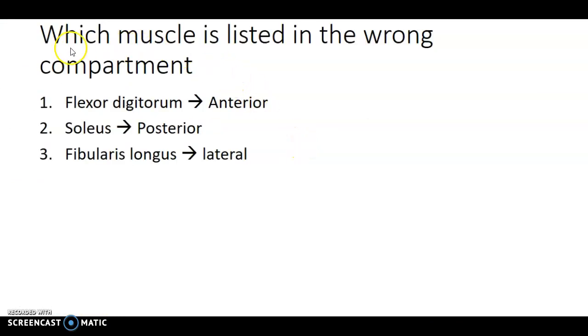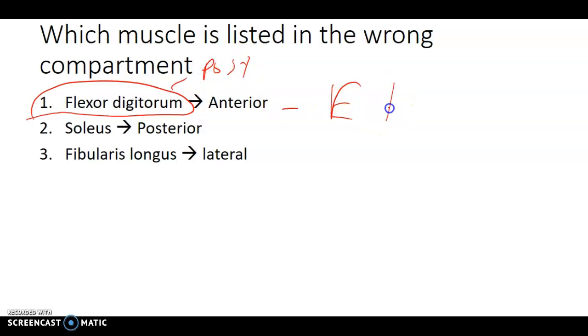Let's ask some questions. Which muscle is listed in the wrong compartment? The flexor digitorum is anterior, soleus is posterior, fibularis longus is lateral. This one is. In the arm, the flexors are anterior. In the leg, they're posterior. So this would be posterior. And the anterior one is the extensor digitorum.